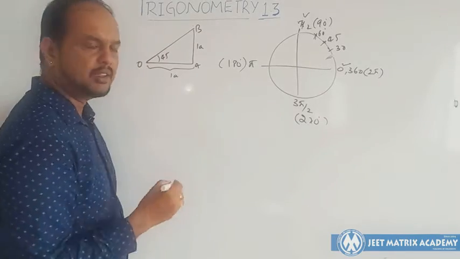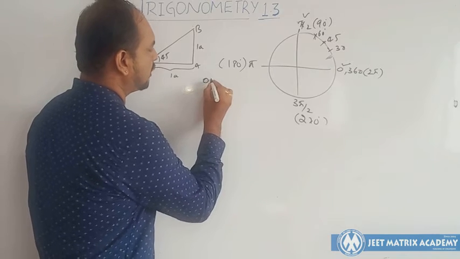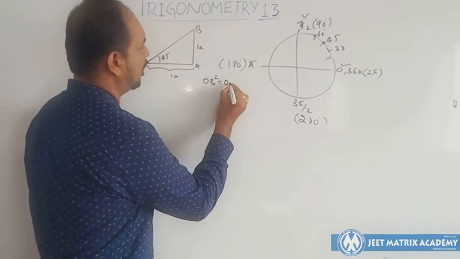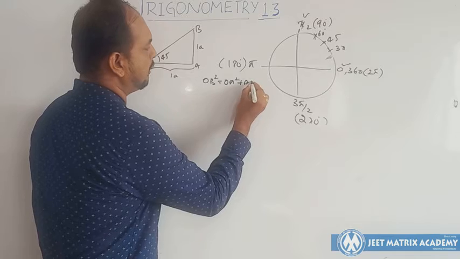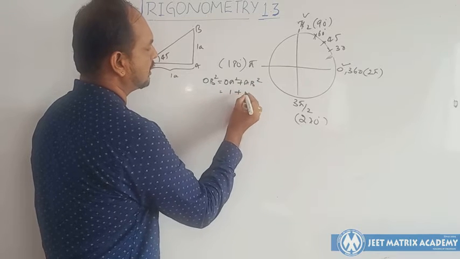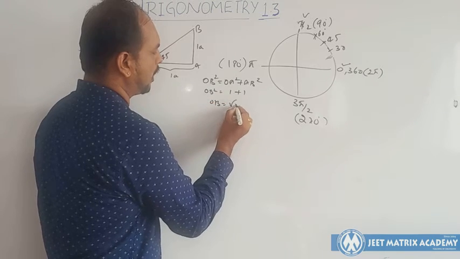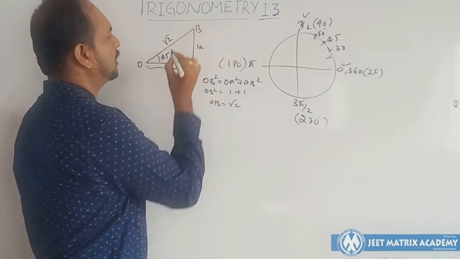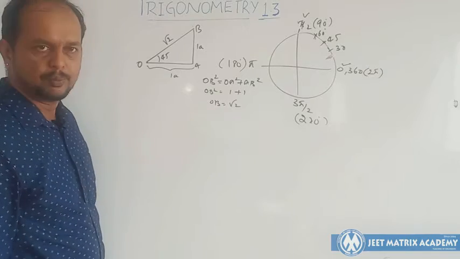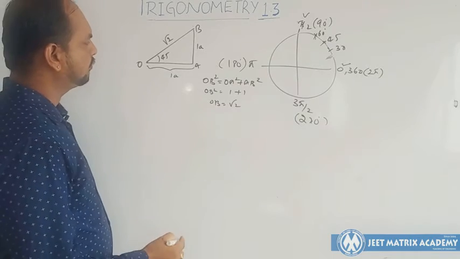So you can apply the Pythagoras theorem: OB square equals OA square plus AB square, that is 1 plus 1, that is OB square. OB is equal to square root of 2. So your hypotenuse is square root of 2.